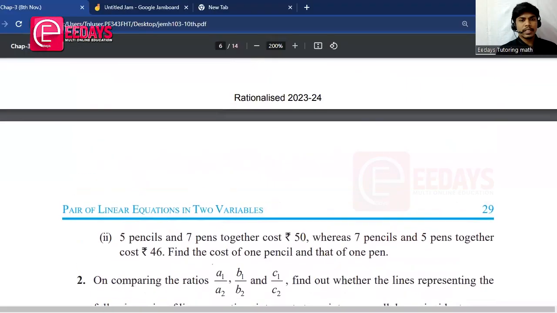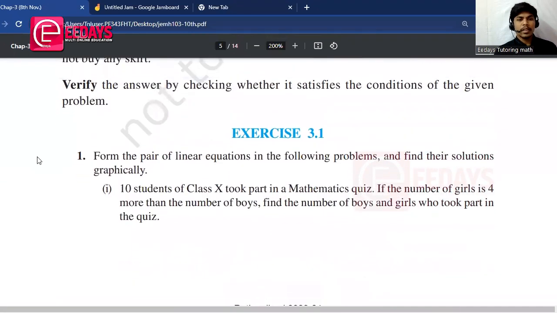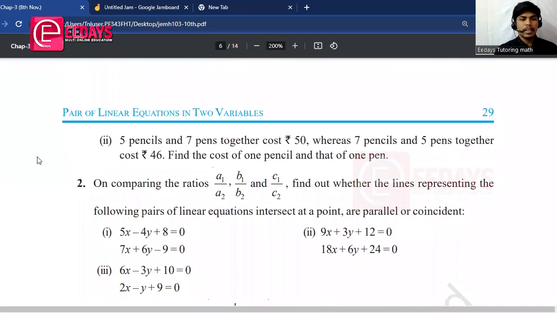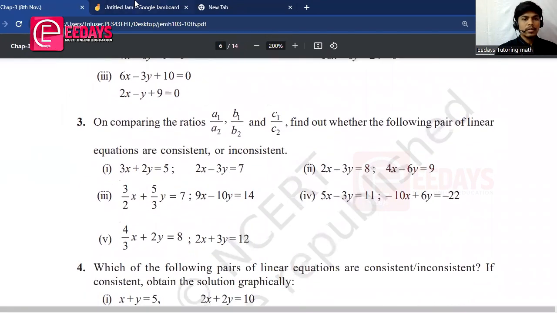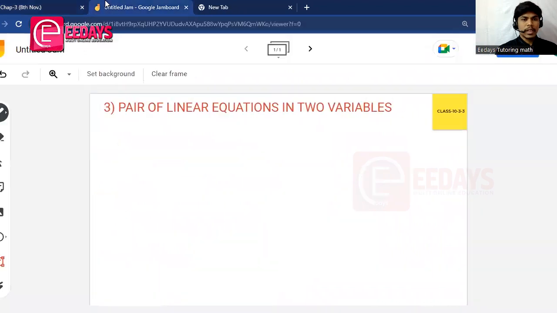Alright, previously we just started exercise 3.1. In exercise 3.1, we covered the second Roman, comparing the ratios a1 by a2, b1 by b2, c1 by c2. Now the third Roman, that is on comparing the ratios a1 by a2.